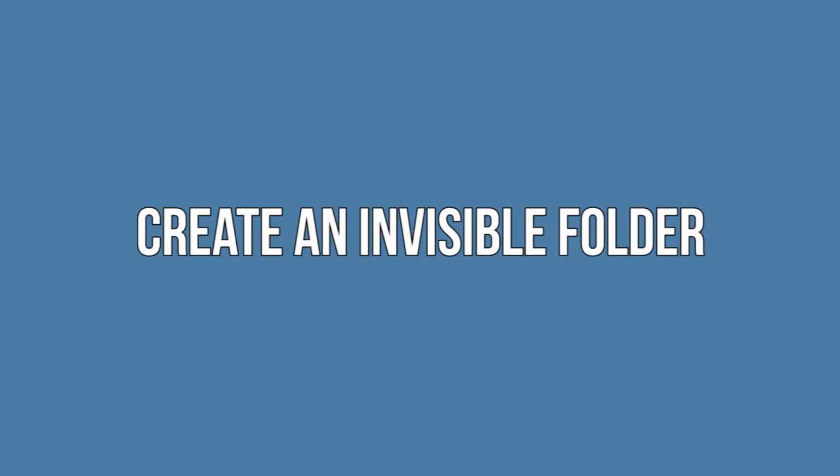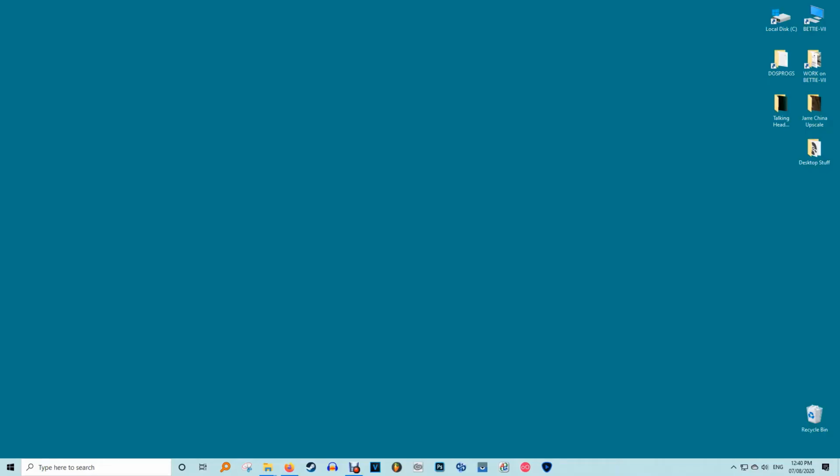Create an invisible folder. For this tutorial, I'm creating the folder on the desktop because if you create an invisible folder inside another folder, there will be an obvious blank space and or file properties listed beside the invisible icon. Start by right-clicking on your desktop where you want the invisible folder to be. Choose New and Folder, and leave the name as New Folder.